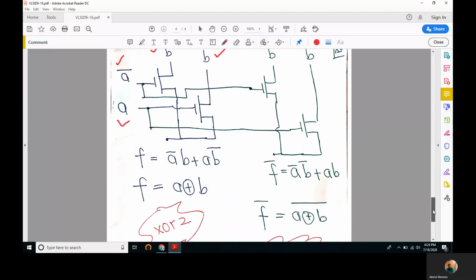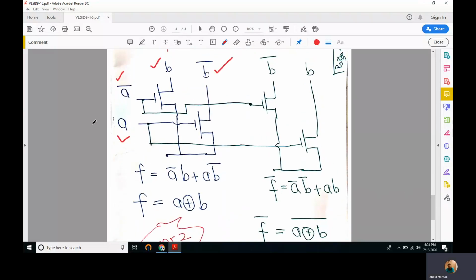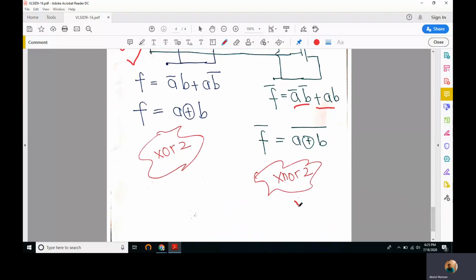So it gives us exclusive OR 2, and A complemented anded with B complemented, or A anded with B. And we know that this is actually the complement of this, right? Exclusive OR 2. So it's exclusive OR 2, it's exclusive OR 2.